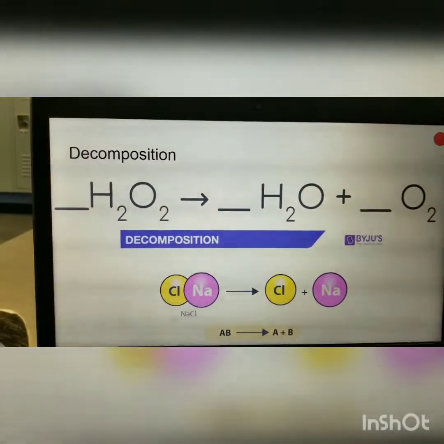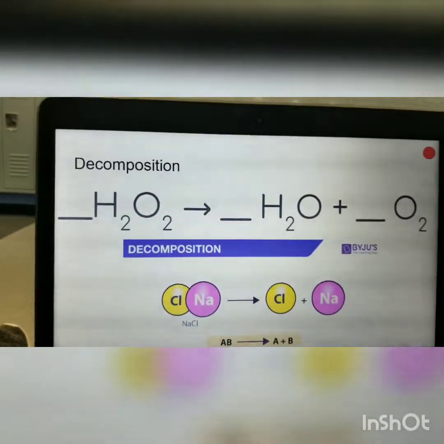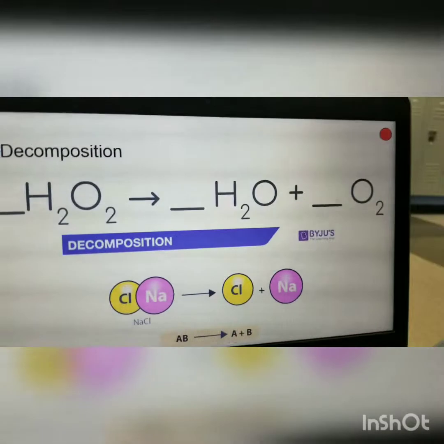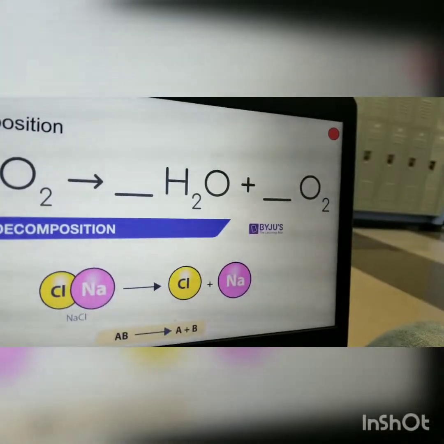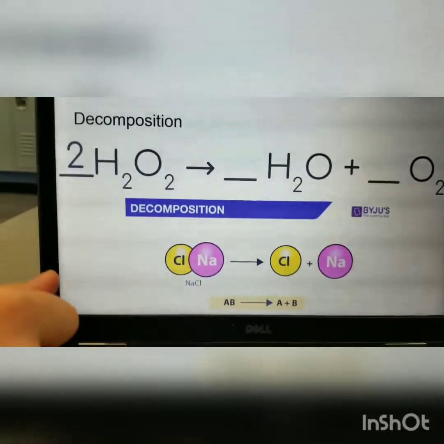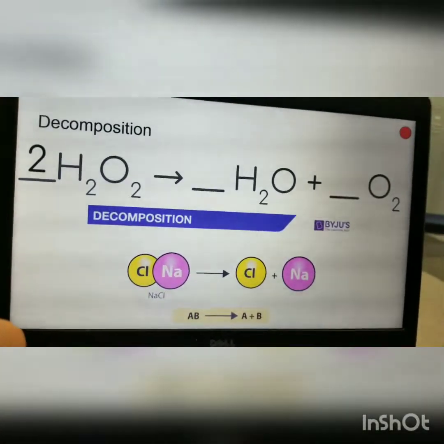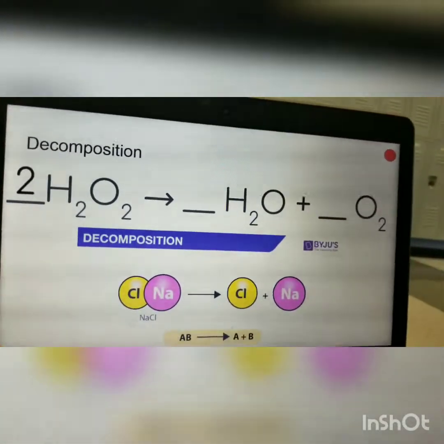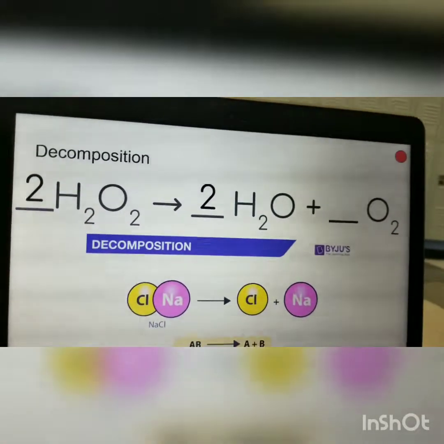So next, we were talking about decomposition, which is also very simple. One thing becomes two things. So as you see here, we have hydrogen peroxide becoming water and oxygen, but it is also not balanced yet. So first we put a 2 in front of the hydrogen peroxide, and it is still not balanced. So we gotta put a 2 in front of the water.